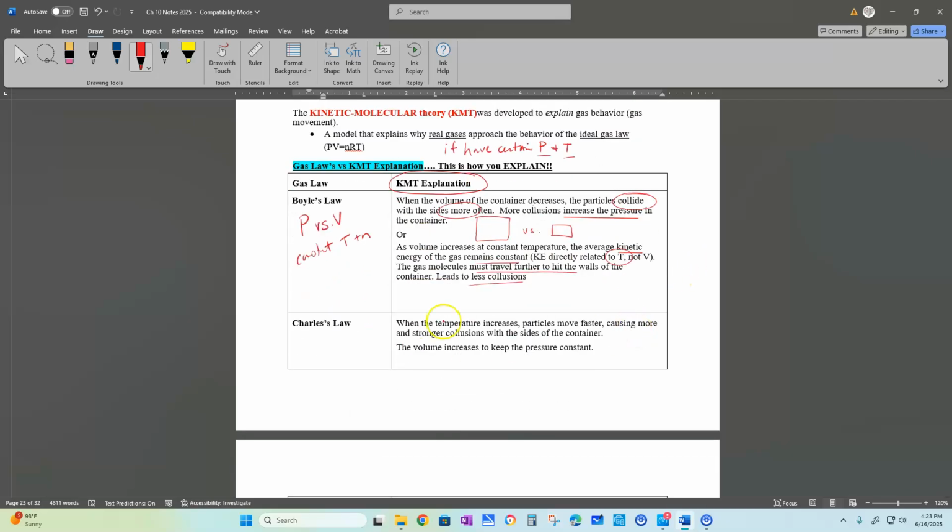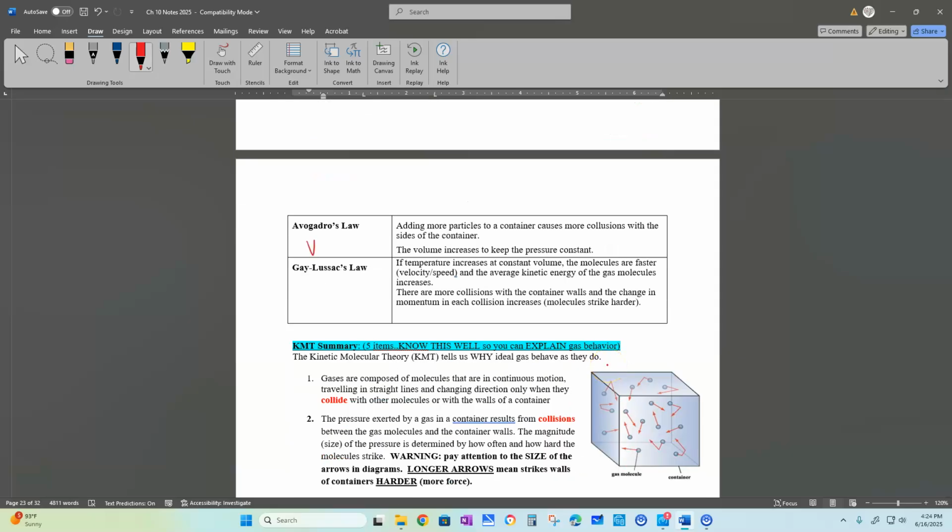Charles' law looked at the relationship between volume and temperature while pressure was constant. So when temperature is increased, particles can move faster. And why? Because they gain energy. What energy? Kinetic energy. So causing more and stronger collisions with the side of the container. The volume increases to keep that pressure constant. Okay? So if temperature increases, they're faster, they're stronger, they have more energy to strike the container.